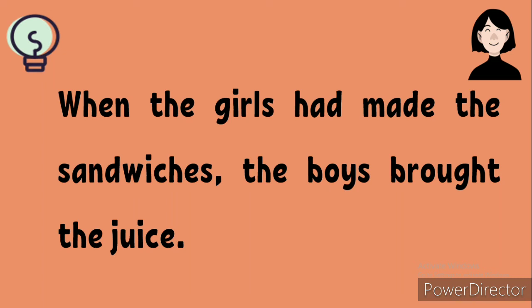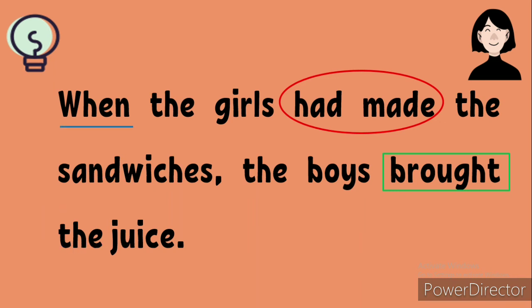Next, let us have this sentence. When the girls had made the sandwiches, the boys brought the juice. Which is the verb phrase in the past perfect tense? Very good. We have here had made: had plus the past participle of the verb make, which is made. How about the simple past? Alright, we have here brought, from its base form, bring. So we changed the spelling, so this is an example of an irregular verb. How about the time expression? Very good. So we have here when, which is placed before the past perfect tense.